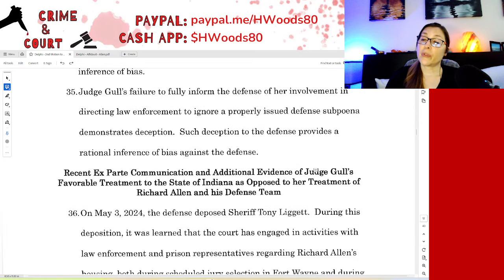So, number 35, we're way past the 18 from their original points. Number 35, Judge Gull's failure to fully inform the defense of her involvement in directing law enforcement to ignore a properly issued defense subpoena demonstrates deception. Such deception to the defense provides a rational inference of bias against the defense. So she didn't tell the defense after she did what she did.